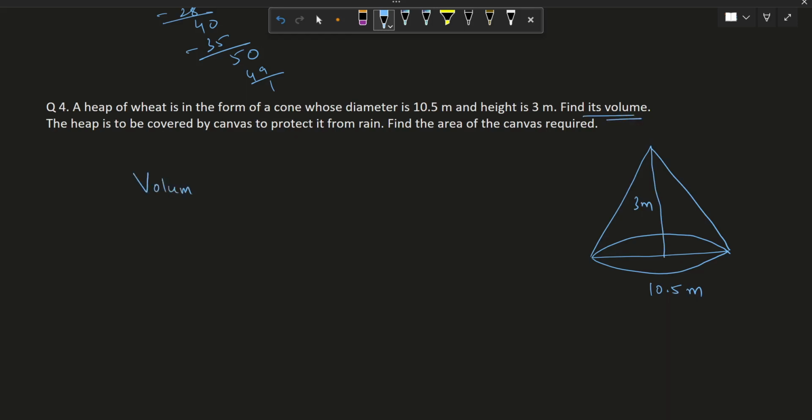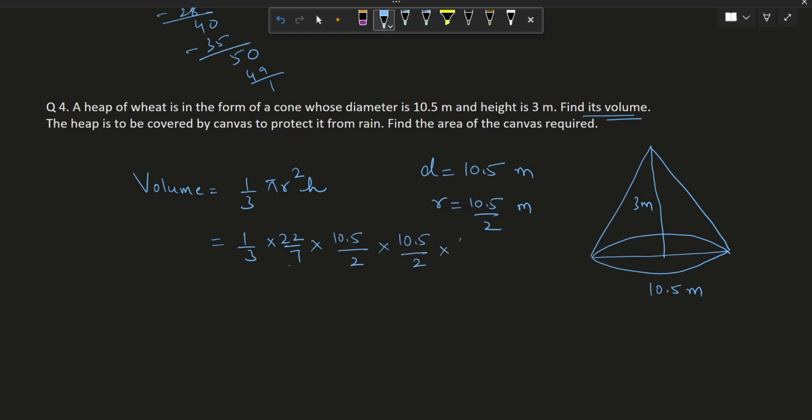First step, volume. Volume formula is 1 by 3 pi r square h. Pi, we will take it as 22 by 7. Diameter is given 10.5 meters, so radius will be 10.5 by 2. As it is 7, so don't cancel it out because I can cancel this by 7 also, cancel this by 3 also. Okay students? Height is 3. So what all you can cancel over here?